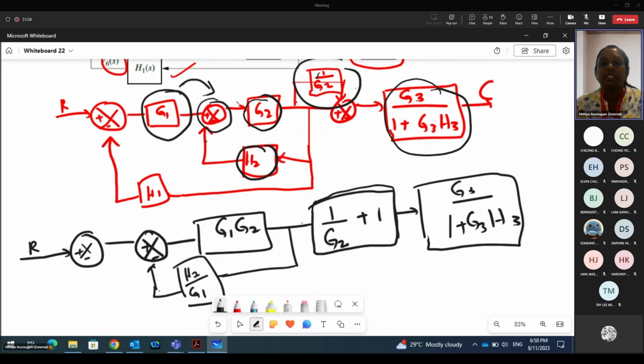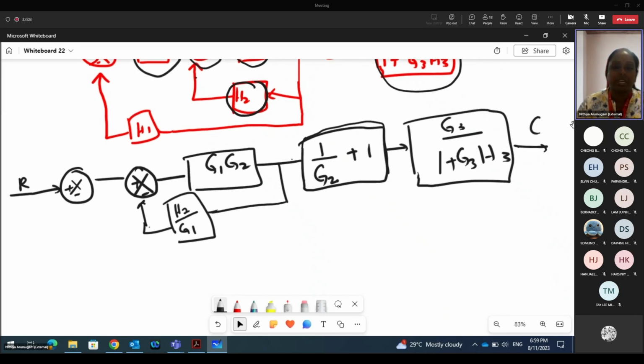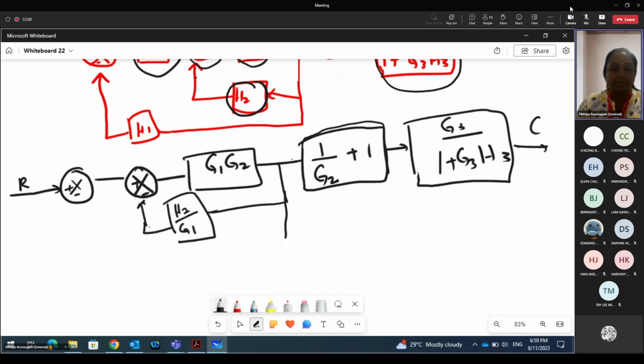Because if you look at this loop properly, it is like an input to the summing point, right? At that point, we make it 1 over G2 plus unity. Okay, so unity is the one here, right? So we have another output in this case. Now, if you notice the H1 and H2, H2 is combined with G1 already. Now we need to focus on the H1. So H1 will remain for now.